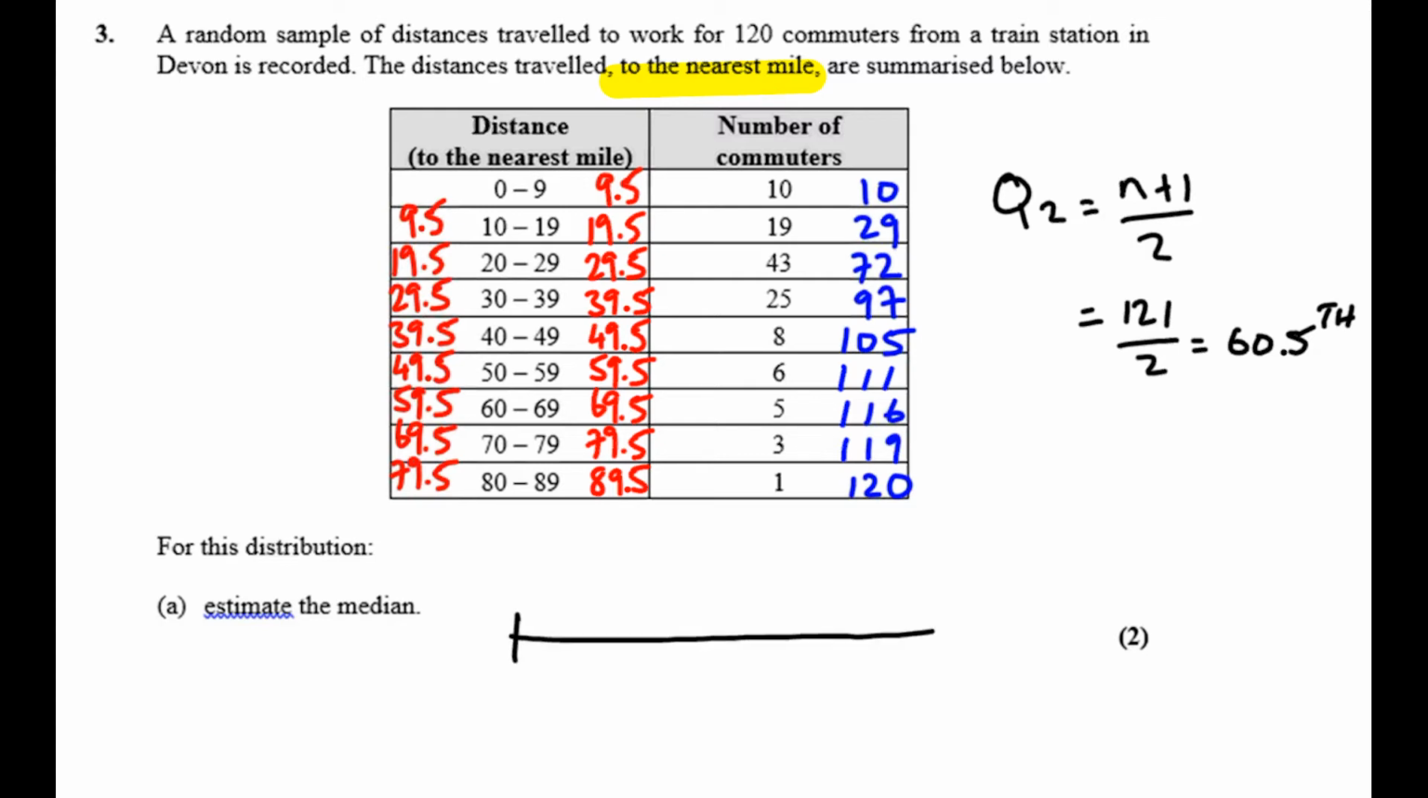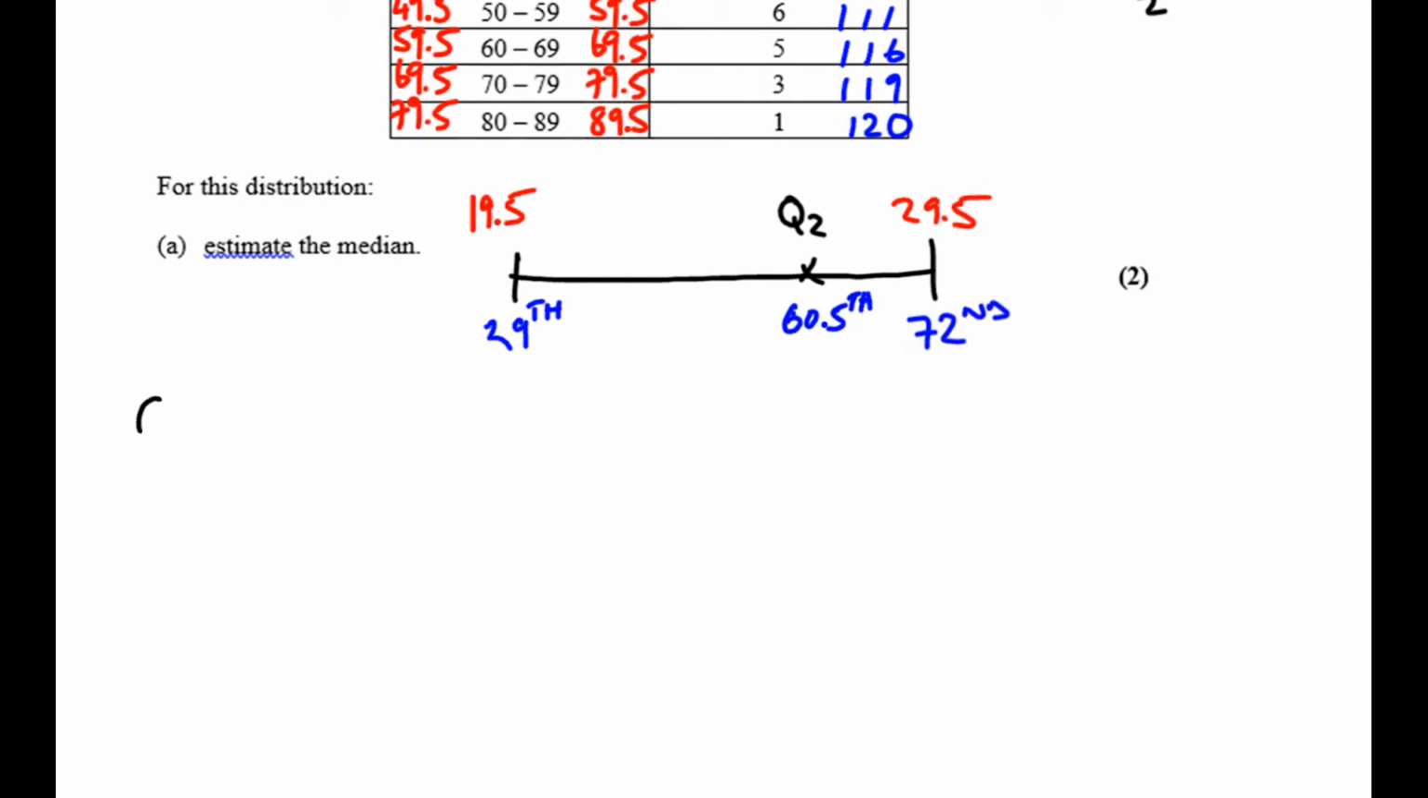Let's set up a diagram. So we know it's in the third group because the third group would have started on the 29th value and gone all the way up to the 72nd value. The class boundaries for that third group are 19.5 all the way up to 29.5, and we're trying to track down our median, which we know is going to be the 60.5 value. Evidently, it's going to be closer to this end if it's the 60.5. And from this diagram, we should be able to set up our calculation to represent the linear interpolation.